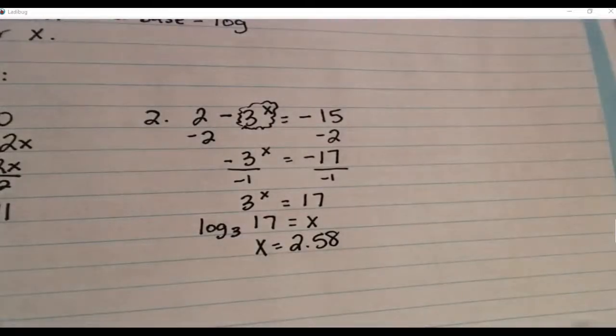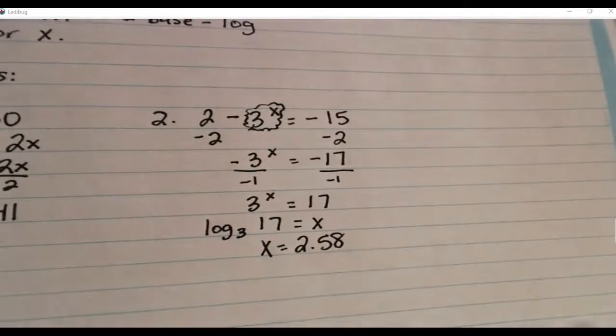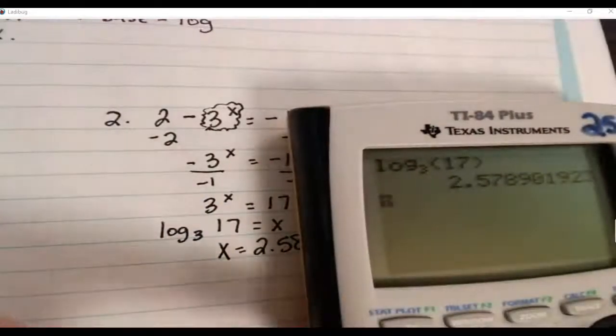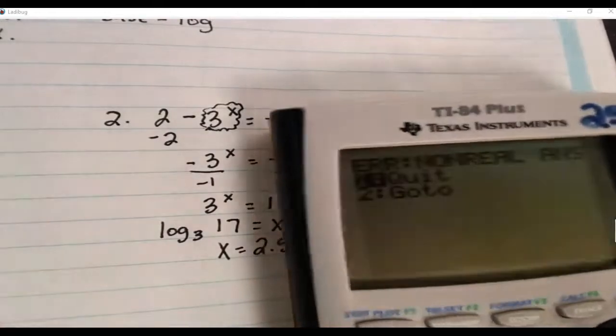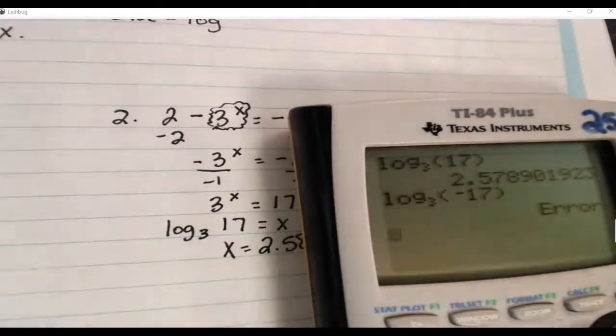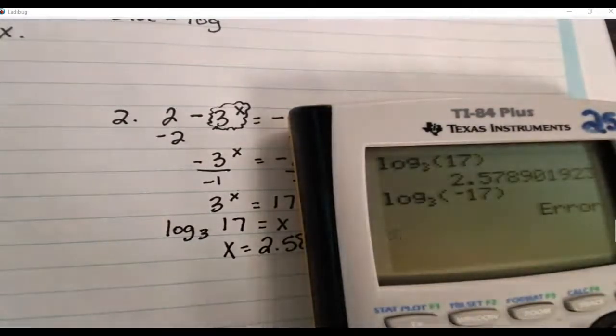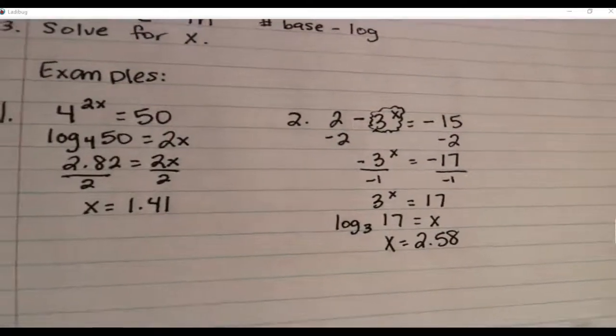Questions. So when you're doing these problems, you can have a negative answer, but you can never take the log of a negative. So like if we would have had log of negative 17, that doesn't work. So then it would be undefined or no solution. So you can have a negative answer, but you can't take the log of a negative. Questions so far.